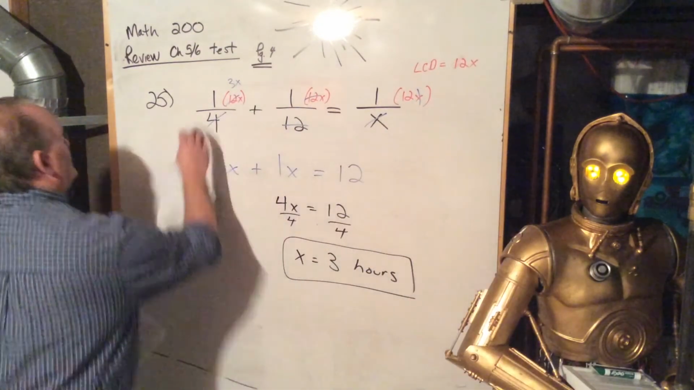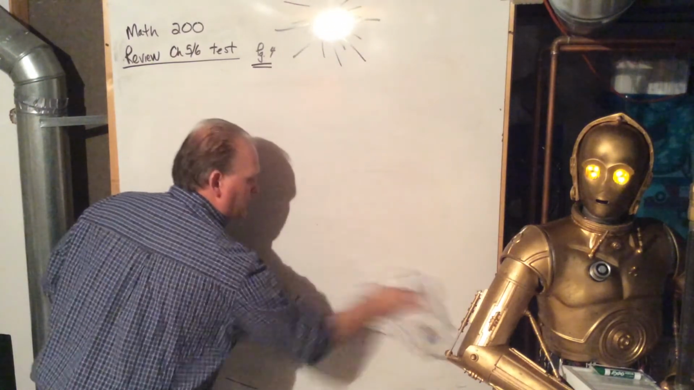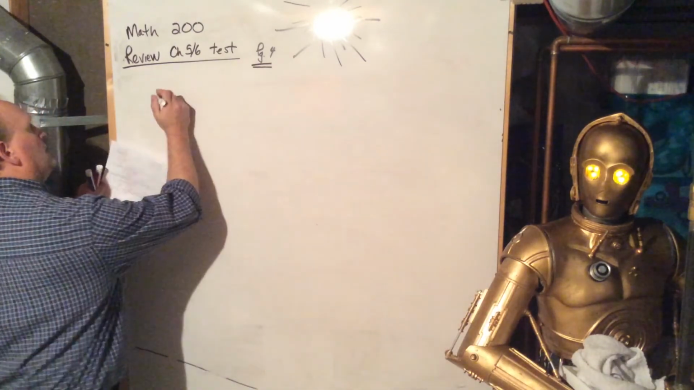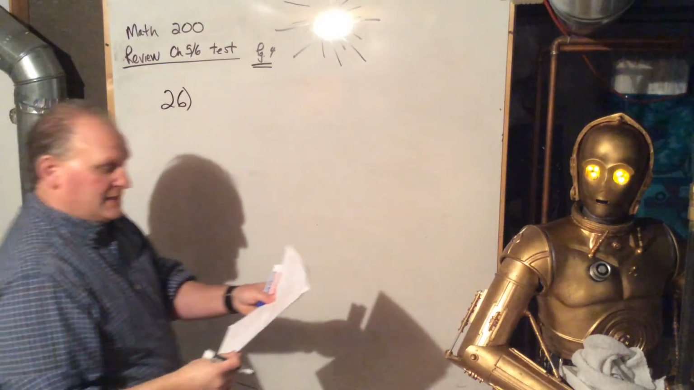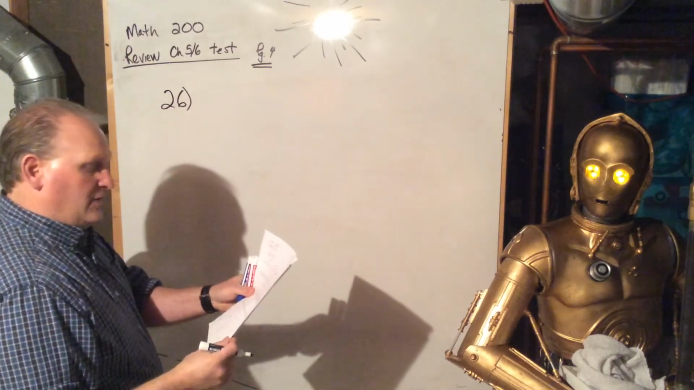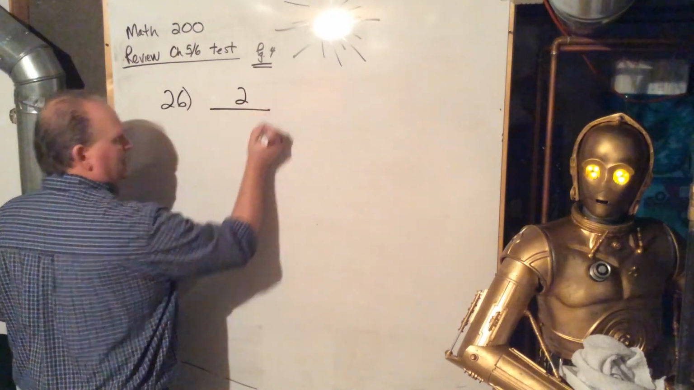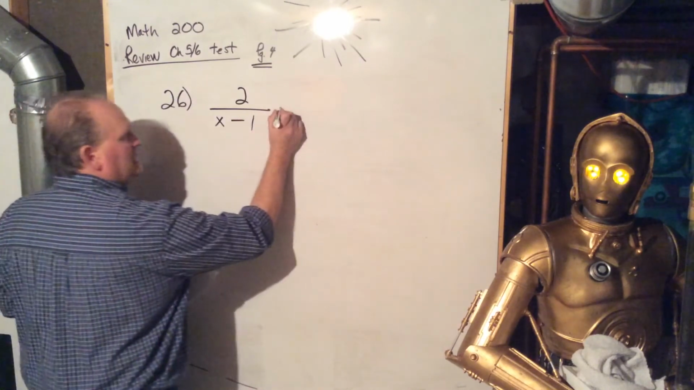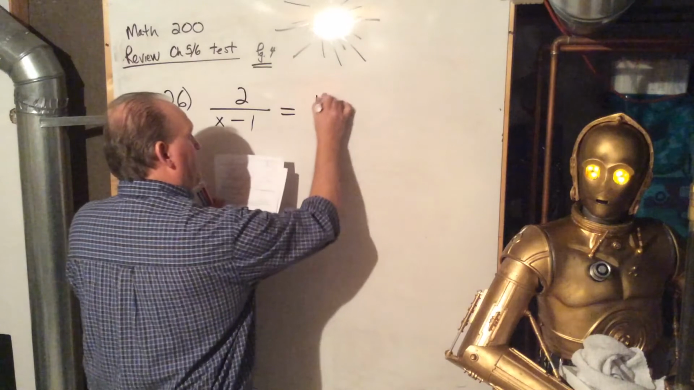Let's look at number 26 and finish this review up. So 26. Looks like this. 2 divided by the difference of a number and 1. 2 divided by the difference of a number and 1. Difference of a number and 1 is x minus 1. Equals quotient. Quotient means divide.